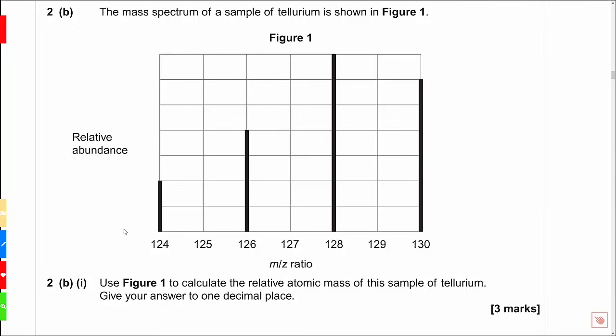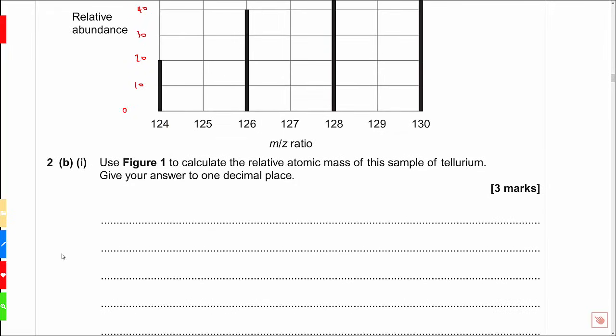So let's say this is 0, let's say 10, 20, 30, 40, 50, 60, 70. So let's do our first one here. So we're working out relative atomic mass. So we're going to say our sample of tellurium 124 has an abundance of 20. So we'll multiply those together, and we'll add that to the 126, and I'll add these numbers in a second. 128 and 130.